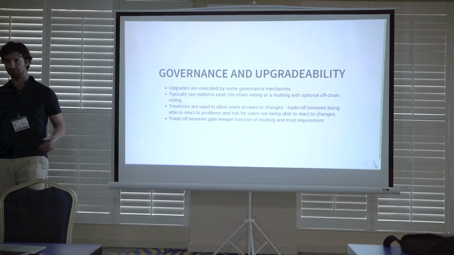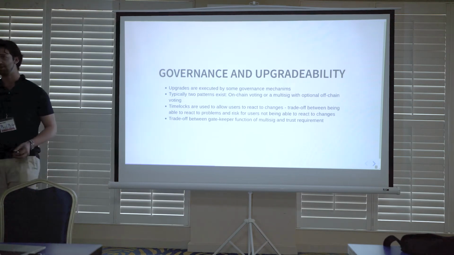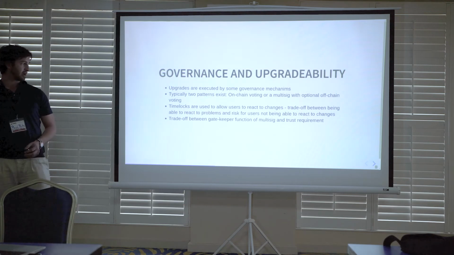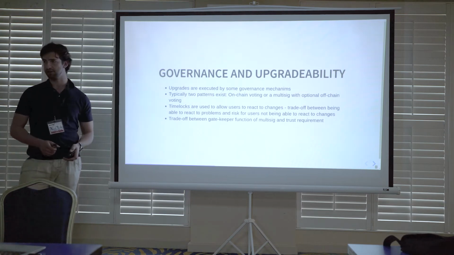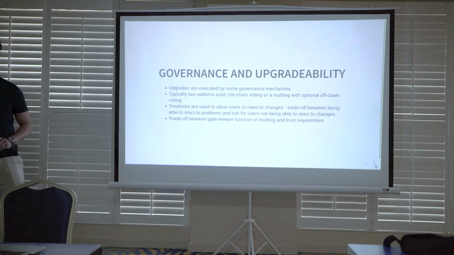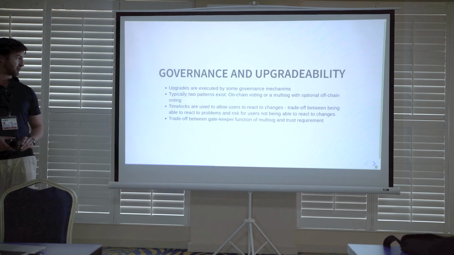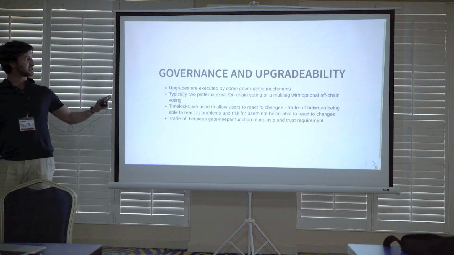On top of that, we have some time lock that delays the actual execution of an upgrade, which gives users some time to react to changes, but also limits the ability of protocols to react to some problems in a quick way. And for both of these patterns, there is some trade-off between this gatekeeper functionality of having a multi-sig with knowledgeable people that can assess if an upgrade introduces some bug or other problem, but then also having the trust requirement that this multi-sig doesn't do anything malicious. So we would consider the difficulty of executing an upgrade or some kind of change in the protocol to be higher for the on-chain voting version rather than the multi-sig version.